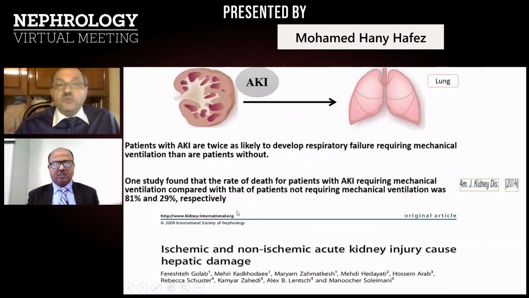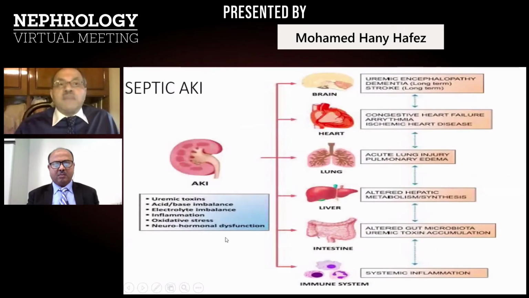And mind you that if you have acute kidney injury, you have twice the risk to develop respiratory failure requiring mechanical ventilation, and you have 80% possibility of mortality versus 30% possibility of mortality if the patient is not ventilated. Again, the liver is not away from this injury, and with septic acute kidney injury also, you are affecting all the organs, brain, heart, lung, liver, intestine, and immune system, with a very high mortality.